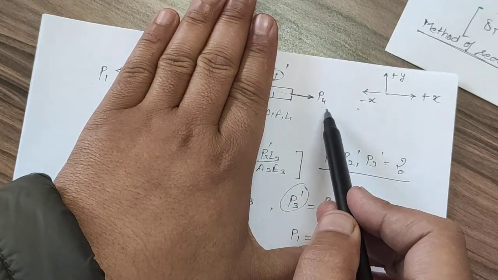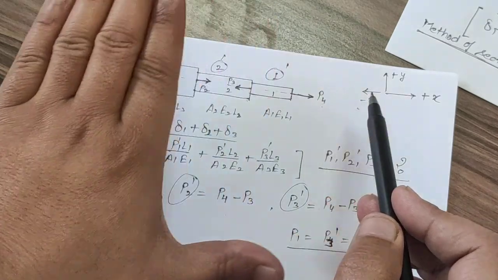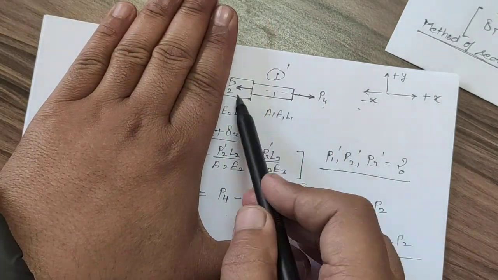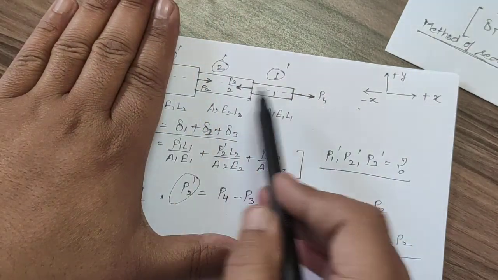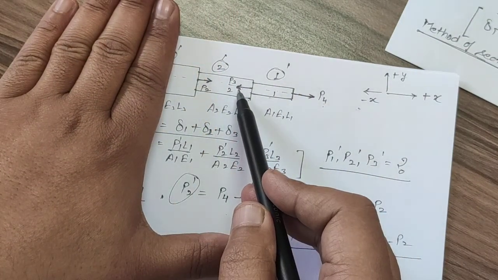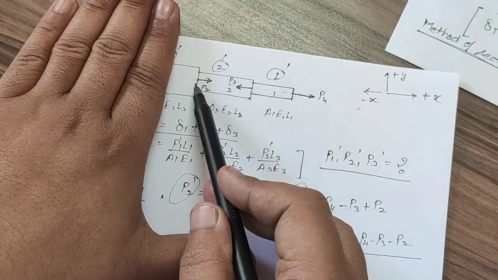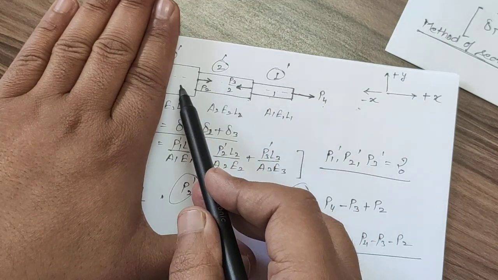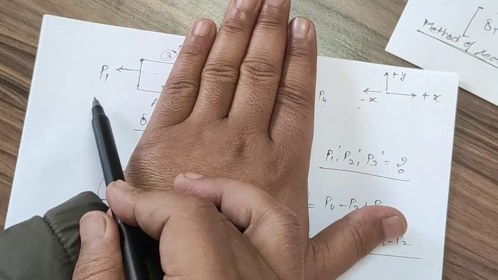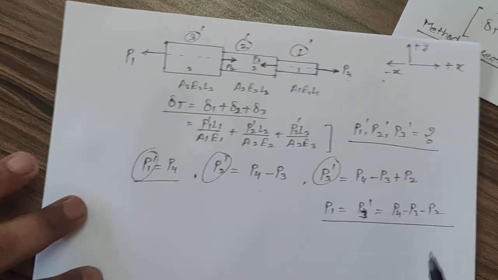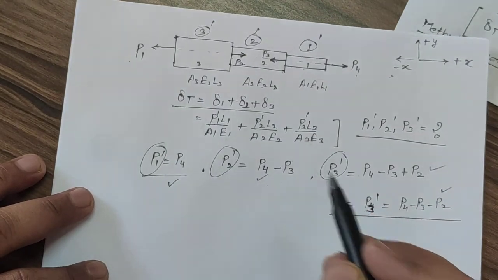On the right hand direction we have P4. P4 is acting in the positive x direction, so that will be plus P4 here. P4 minus P3, because P3 is in the negative x direction. Here we have P4 minus P3 plus P2, and this is the P3 dash, and this P3 dash will be equal to P. So with the help of that we can calculate all the values. We will solve some numericals on this one.